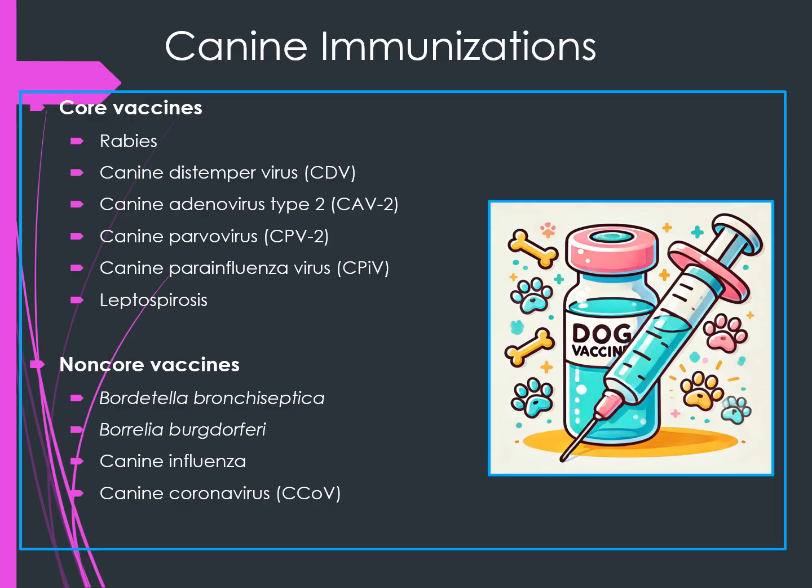Some non-core vaccines for dogs include the Bordetella bronchoseptica, which is a bacteria again responsible for kennel cough, Borrelia burgdorferi, which causes Lyme's disease in dogs, and also canine influenza and canine coronavirus.